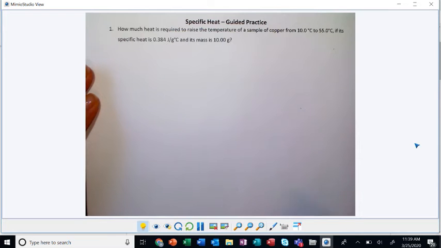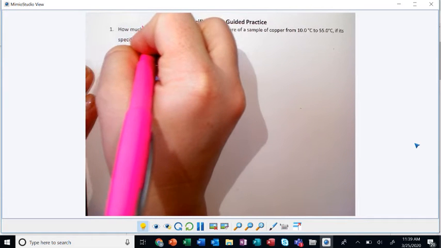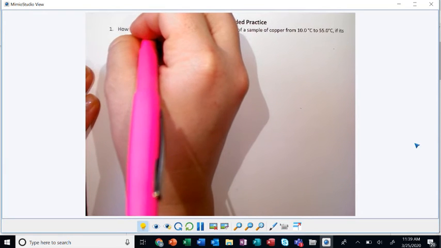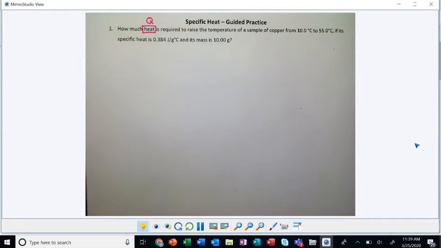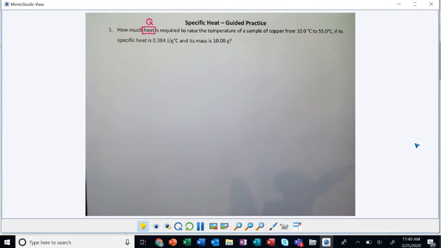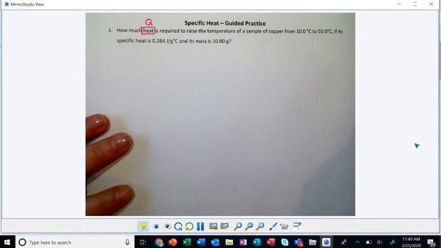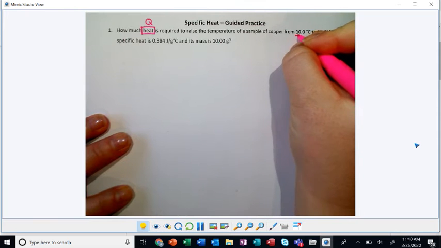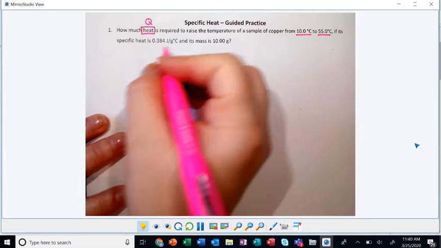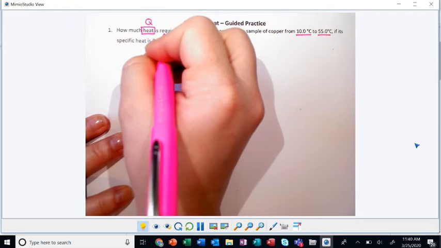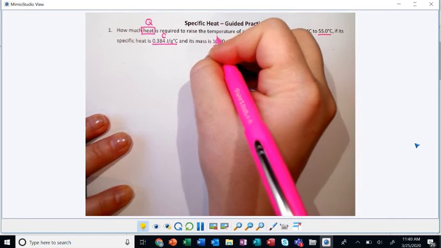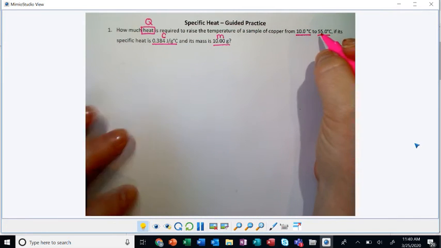So here we go. How much heat is what I'm looking for, is required. Heat, if you remember, is our Q value based off of our notes that we had over here, right? Q is heat. It is required to raise the temperature of a sample of copper from 10 degrees Celsius to 55 degrees Celsius if its specific heat, that is my C, specific heat is C, and its mass is 10 grams, is my M. Let me go back up and I need to label my temperatures.